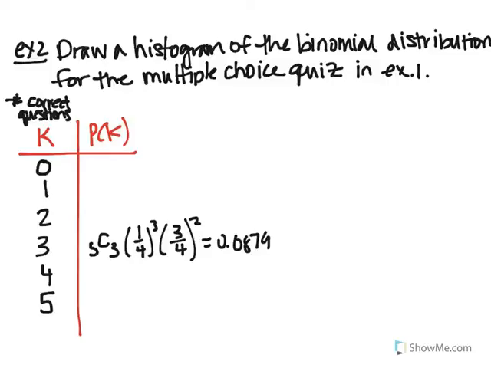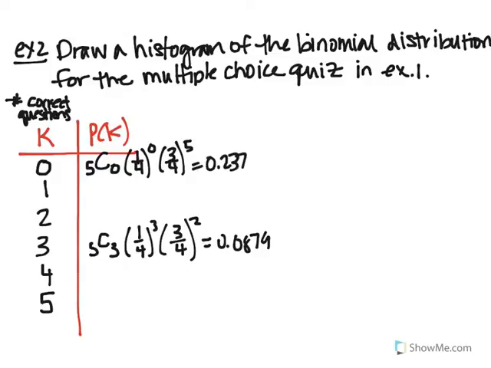So we're going to go ahead and calculate it for 0 successes, 1 success, and so on. This would be 5 questions, getting none right, so 5 choose 0. The probability of getting it right is 1/4, and we want it no times. And 3/4, we want it all 5 times. Plugging that into your calculator, you get 0.0237.